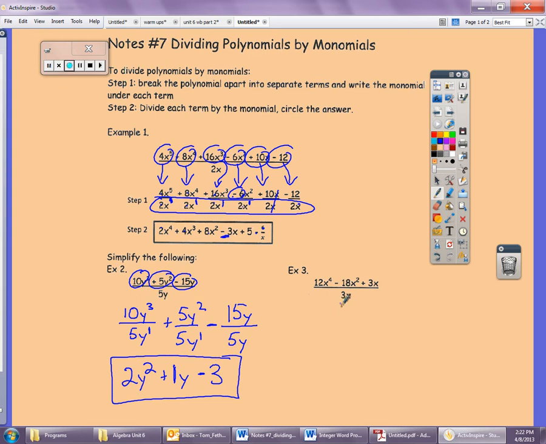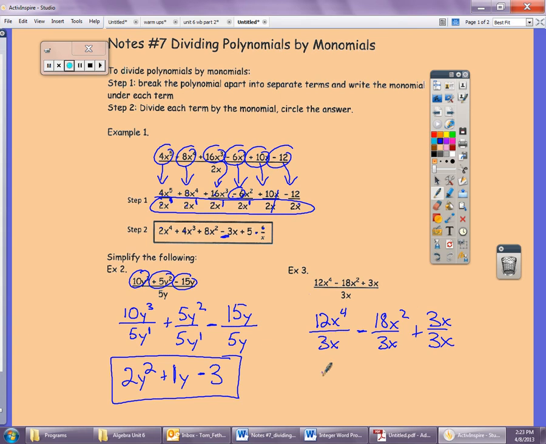And then once again, example 3. We break this apart into our terms. So I broke this apart, and now we can divide. So I wrote my three terms: 12x to the fourth divided by 3x, minus 18x squared divided by 3x, and 3x divided by 3x. So now we can simply divide.